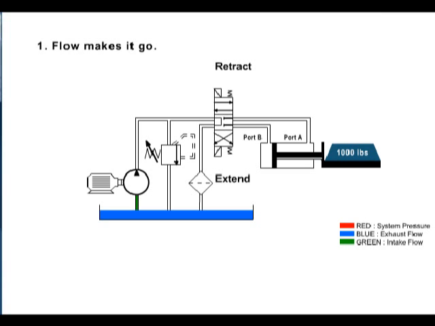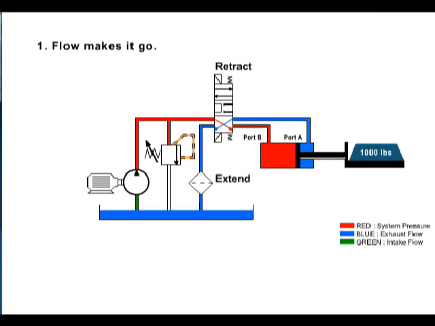For anything to move in a hydraulic system, the actuator must be supplied with flow. This cylinder is retracted. It can extend only if there is flow into port B. Shifting the directional control valve will send flow to either extend or retract the cylinder.